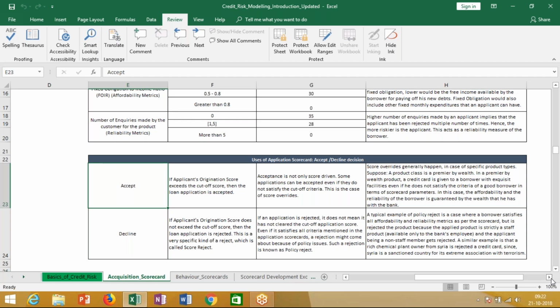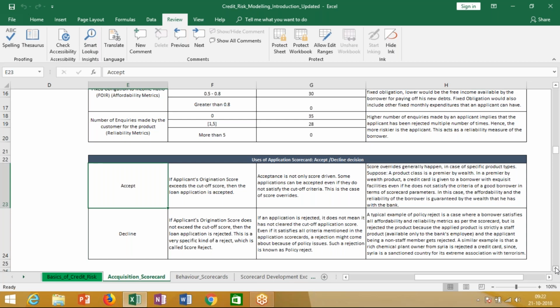The next part is a typical case of a policy reject, where the borrower satisfies all affordability and reliability metrics but is rejected. Now the question is, why is he rejected? He is rejected because the product he applied for is maybe a strictly staff product. So even though I have the affordability, I'm declined because I do not satisfy certain policies. That's a policy reject.